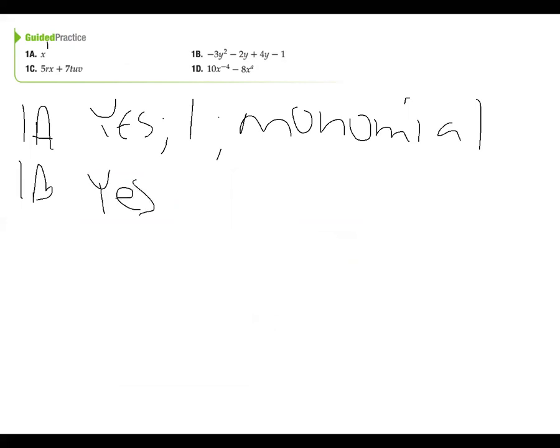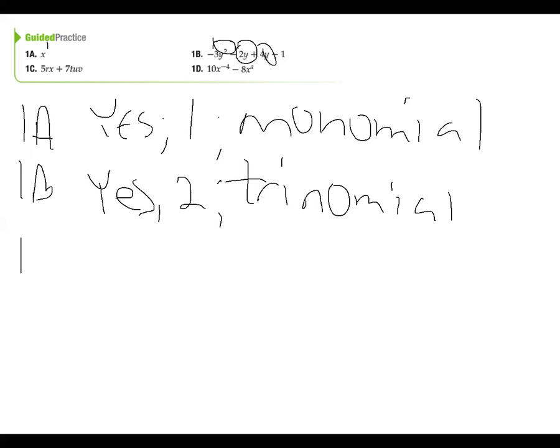it is a polynomial. Its highest degree, the highest exponent, is 2, and it's a trinomial because the negative 2y and the 4y can be combined to make plus 2y. So it's simplified to 3 terms.